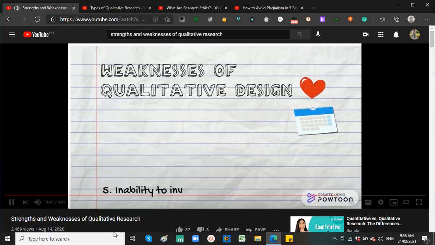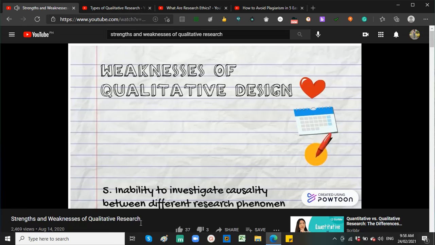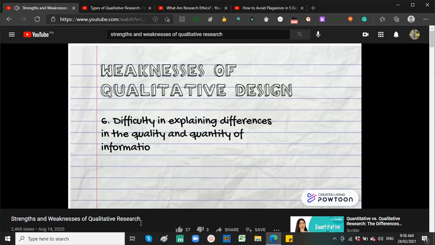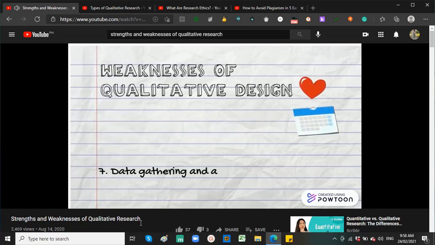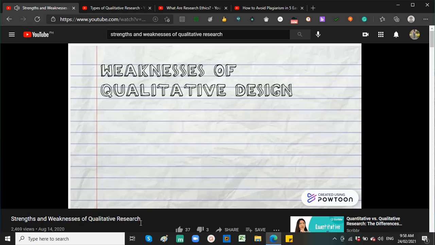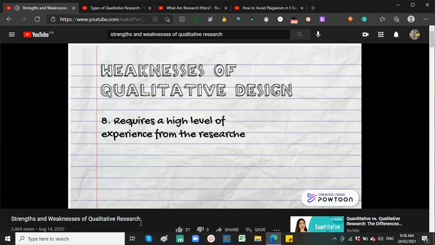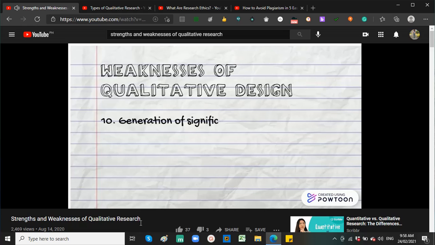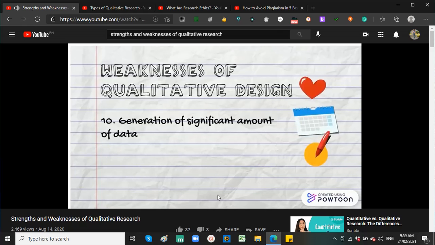Inability to investigate causality between different research phenomena, difficulty in explaining differences in the quality and quantity of information obtained from different respondents, and arriving at different non-consistent conclusions. Data gathering and analysis is often time-consuming and/or expensive, and it requires a high level of experience from the researcher to obtain the targeted information from the respondent. It may lack consistency and reliability because the researcher can employ different probing techniques, and the respondent can choose to tell some particular stories and ignore others. And lastly, generation of significant amount of data that cannot be randomized into manageable parts for analysis.